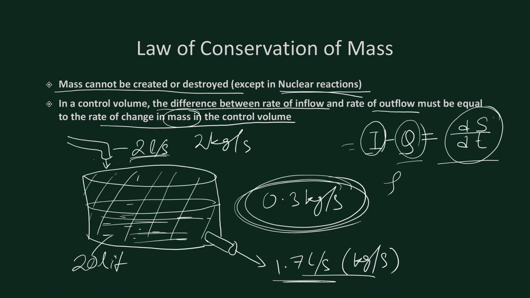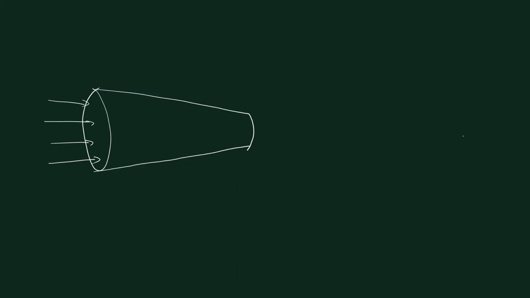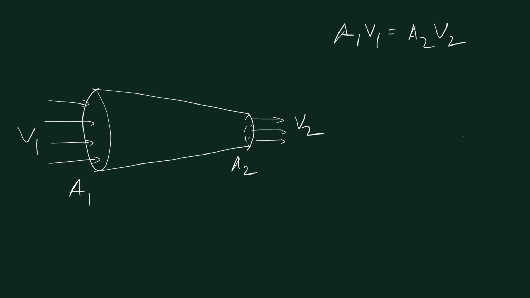Let's try another simplified example, which is a pipe of variable diameter. Suppose water or some kind of liquid is entering through this cross section and leaving through this cross section. Here the cross-sectional area is A1 and the velocity is V1. Here the area is A2 and velocity is V2. Therefore A1 V1 equals A2 V2. This is a familiar equation that you may have used in your earlier classes.